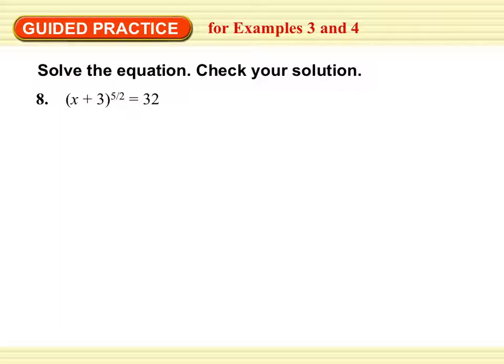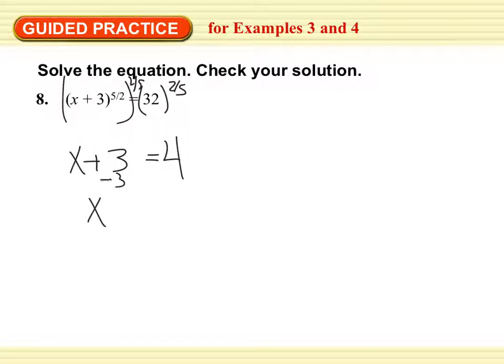So many guided practices. I have 3 more. All right. 2/5, that's the reciprocal. 32 raised to the 2/5, that's 4. Subtract 3 from both sides. X equals 1.